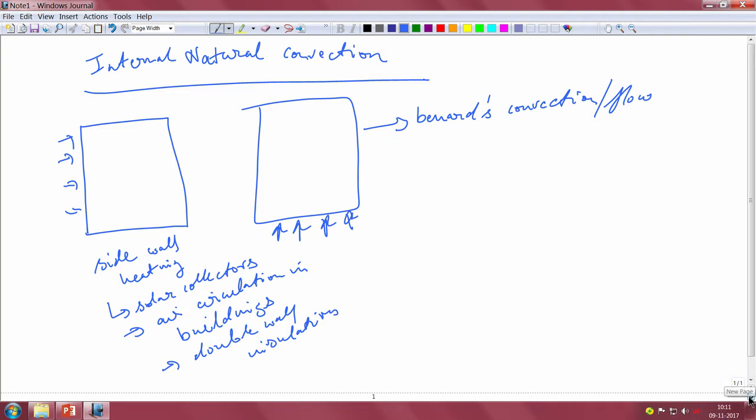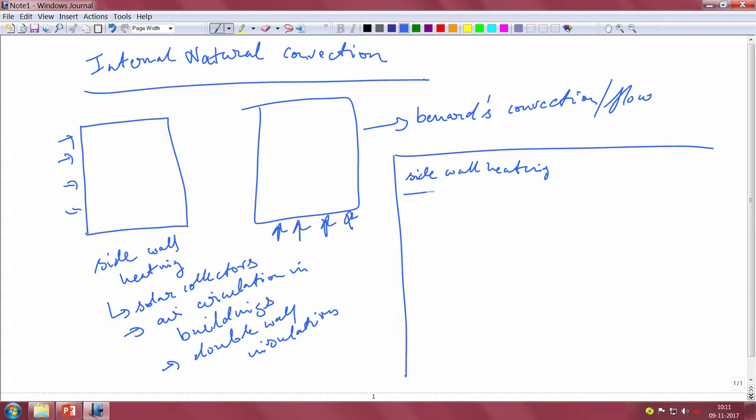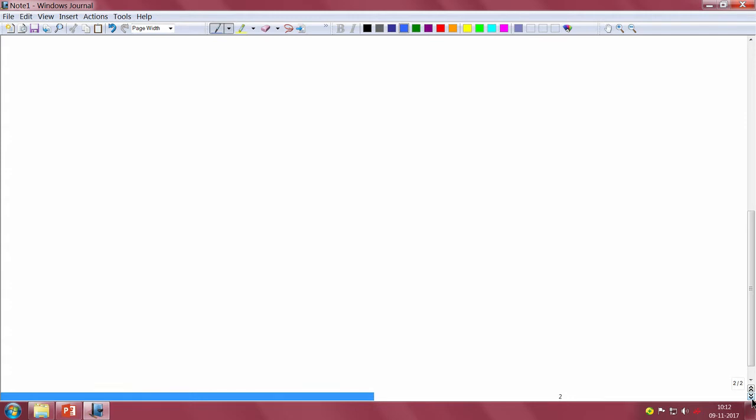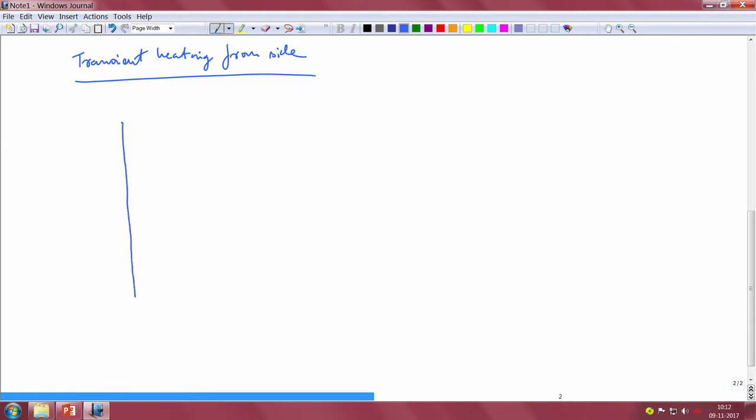So, let us take the problem with the side wall heating. We will focus more or less on this side wall heating, and we will first try to analyze this problem in the next slide. As we said before, we want to see both the transient as well as the steady state. So, basically you have transient heating from the side. We will resort to the scaling analysis as we did earlier. So, let us draw the cavity. This is a standard cavity that we have drawn.